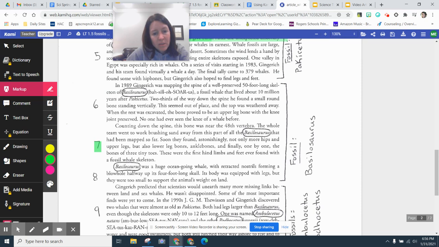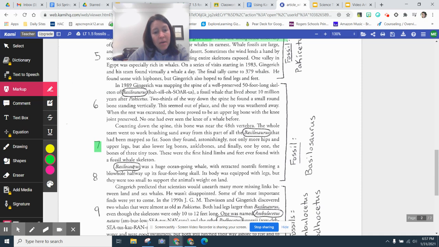Counting down the spine, in paragraph 7, this bone was near the 48th vertebra. The whole team went to work brushing away the sand from this part of all the Basilosaurus that had been mapped so far. Soon they found, astonishingly, not only more hips and upper legs, but also lower leg bones, ankles, and finally, one by one, the bones of 3 tiny toes. These were the first hind limbs and feet ever found with a fossil whale skeleton.